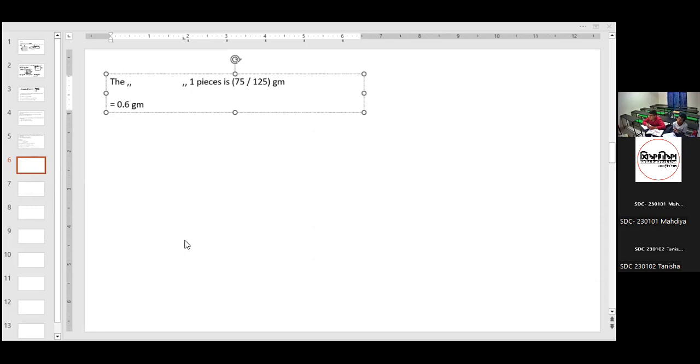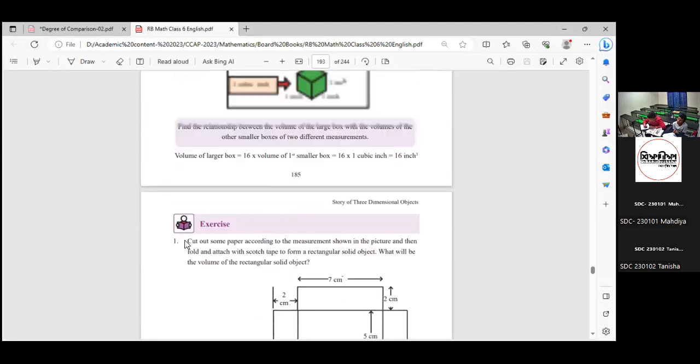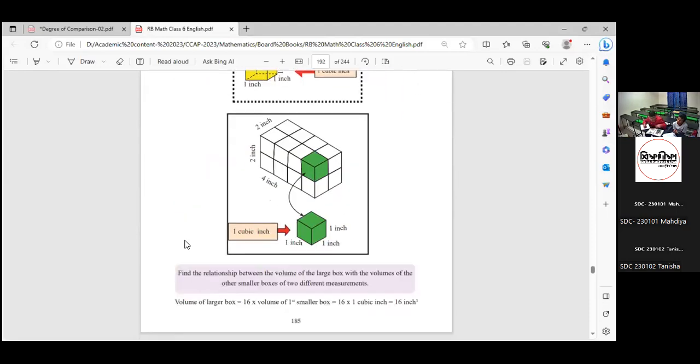We will definitely do the exercises of this chapter. Fundamental things: how many sides are required to draw a cuboid? 12 sides, right? How many angles are there? 24. How many surfaces are there? 6 surfaces. Yes, sir.